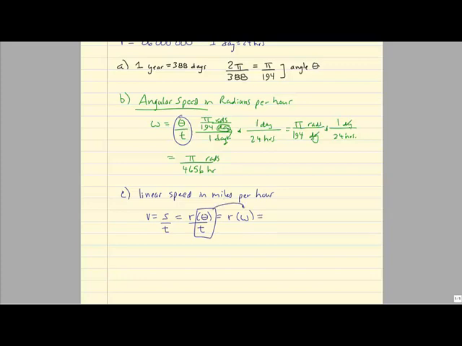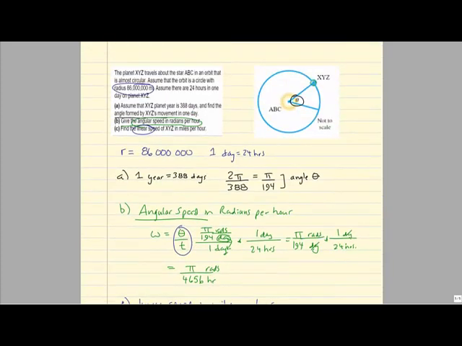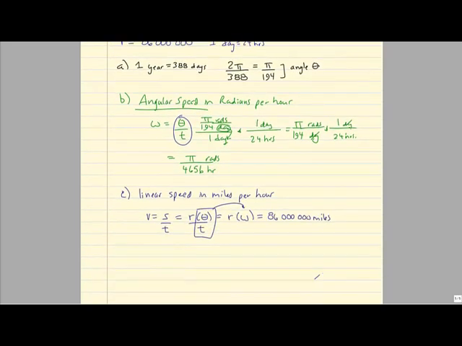So this theta over T bit is the omega here. Now the radius was given to us, it was 86 million miles, and again that was in the information up here, 86 million miles times omega, and our omega was pi over 4656 hours, and this is radians. And again, we're looking for miles per hour. Radians is just a way to help us keep track of things. It's not actually a unit of measure.